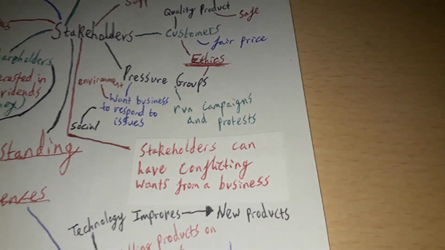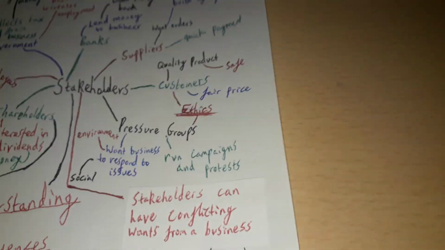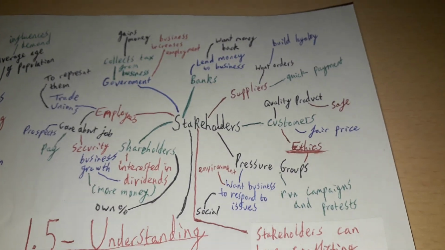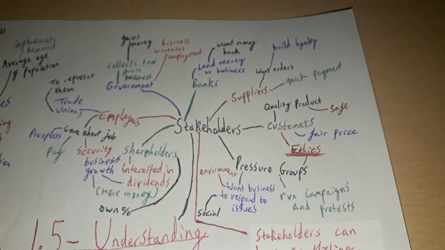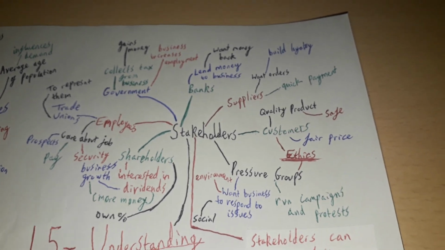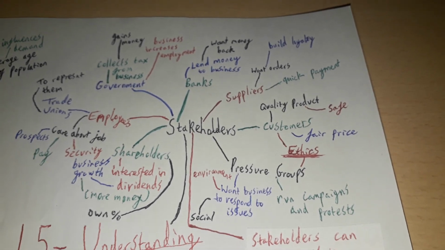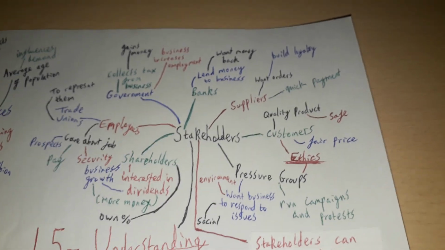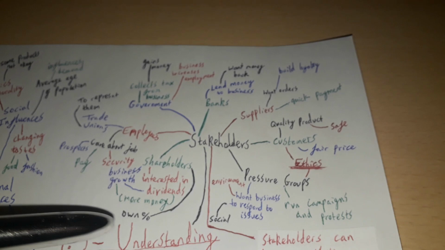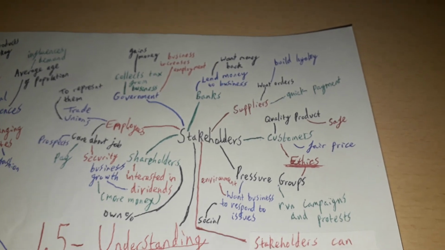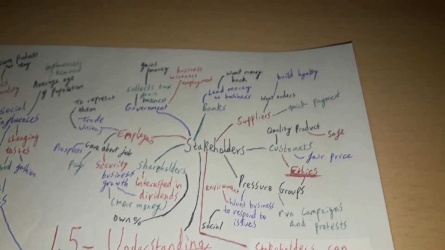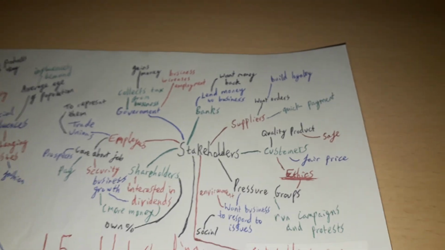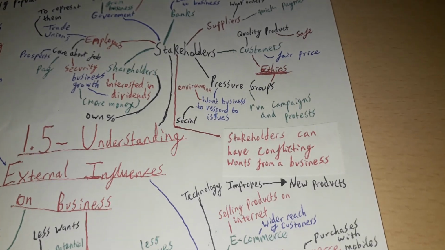So stakeholders can have conflicting wants from a business. If a pressure group wants a company to work more ethically, for example giving their workers a higher wage, but the shareholders want the company to make more money and not pay a higher wage, you can often have conflicts between these groups. Most of the time some of them go together clearly, but some of them can compete and conflict.